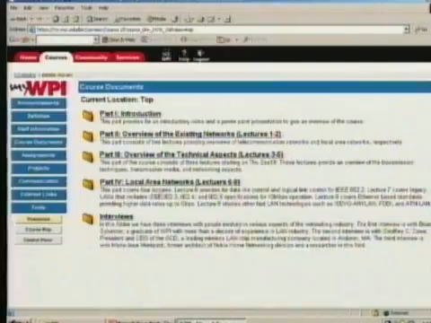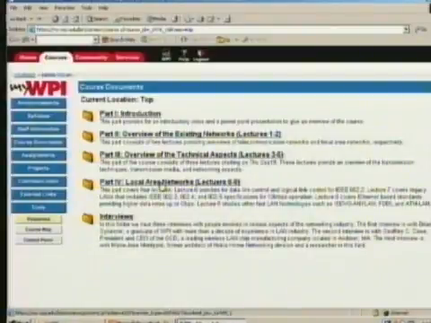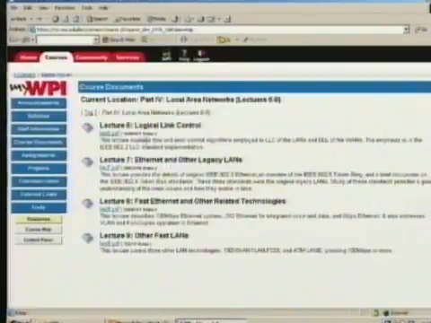This is the first class on lecture number 9. Lecture number 9 is the last lecture in the so-called part 4 that was related to local area networks. In this part, what we did so far was we went over logical link control.